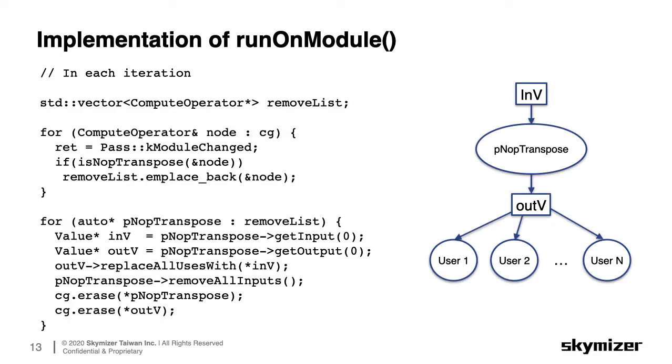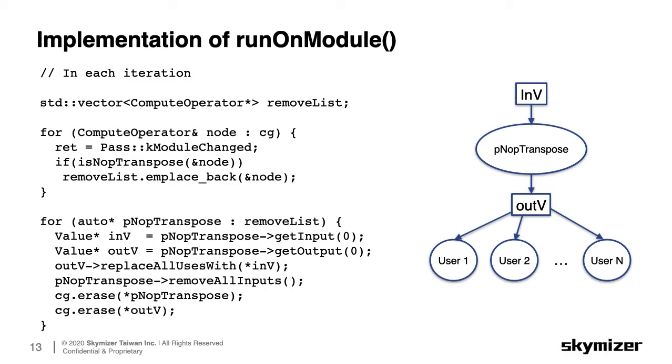This shows a possible implementation of eliminate no-op transpose on a single compute graph. The first section collects all trivial transpose operators to a list. The second section shows some important routines required when you want to make some changes to an ONNX IR graph.